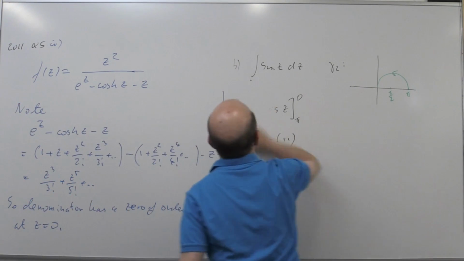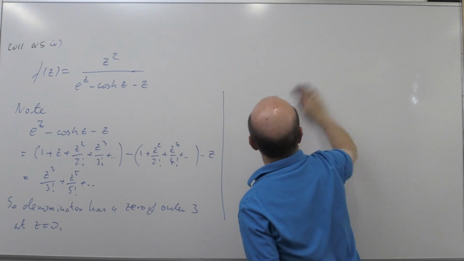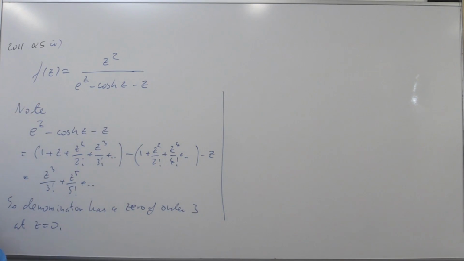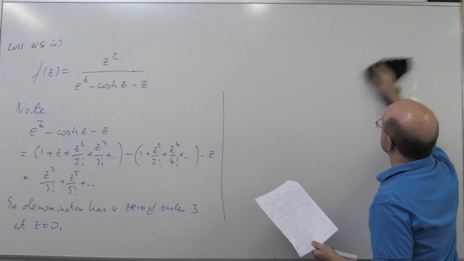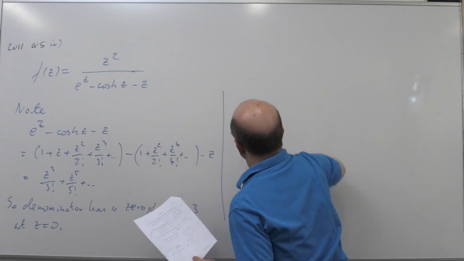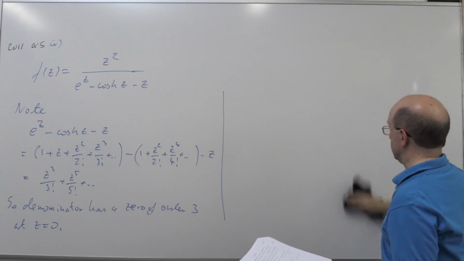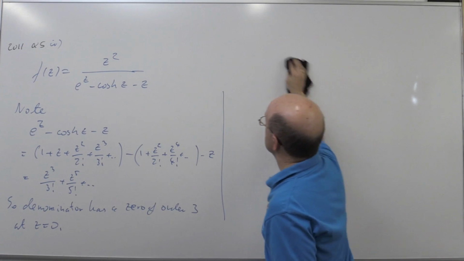Refresh my graph here. So I've got a 0 of order 2 on the numerator and a 0 of order 3 on the denominator. So that gives me, well, 2 minus 3 is minus 1, a 0 of order minus 1, better known as a pole of order 1.